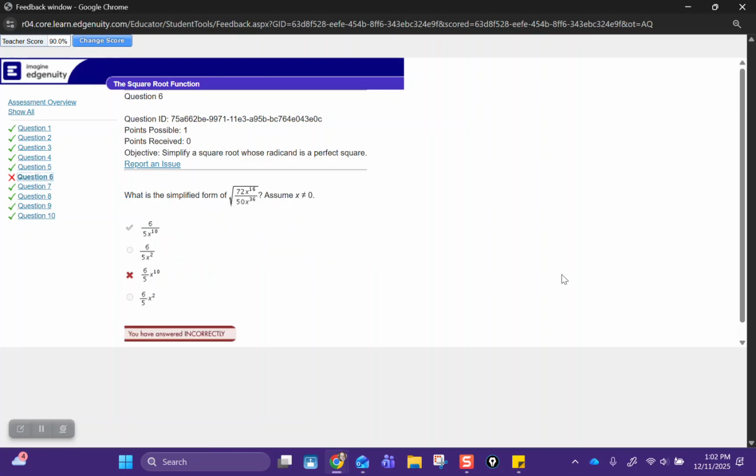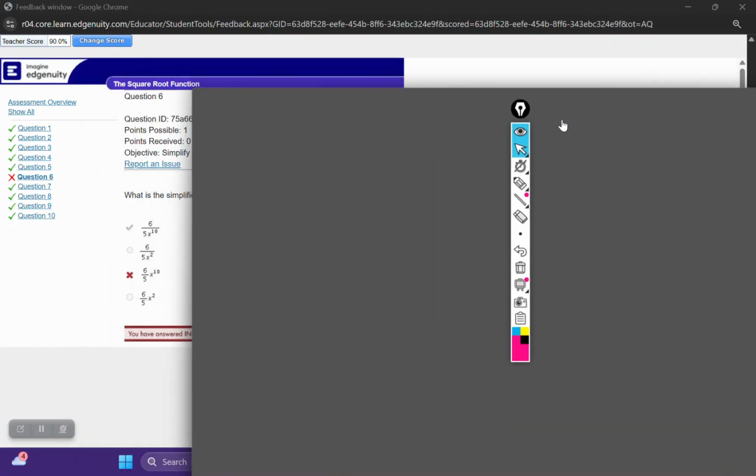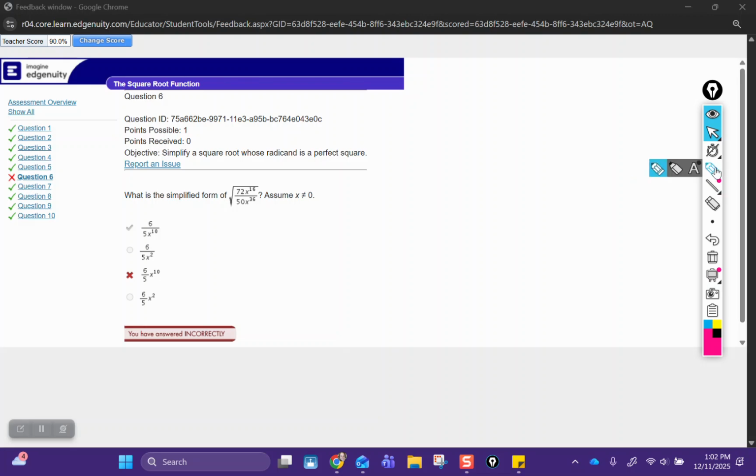So when I look at number 6, the first thing I teach my students to do when you have a fraction underneath the square root is to actually simplify the fraction first, because there's a chance you could end up with perfect squares. And if you end up with perfect squares, then we don't have to worry about what to do when a number like 72 is not a perfect square.